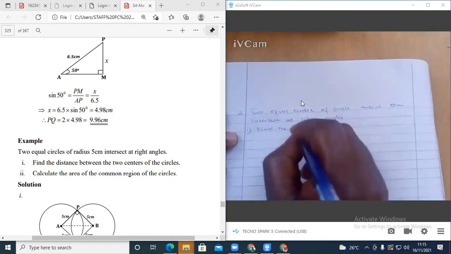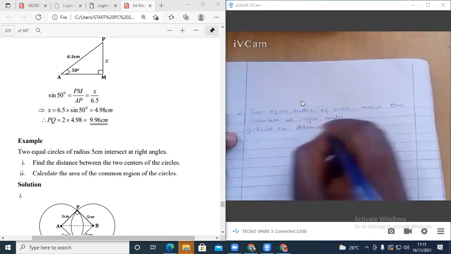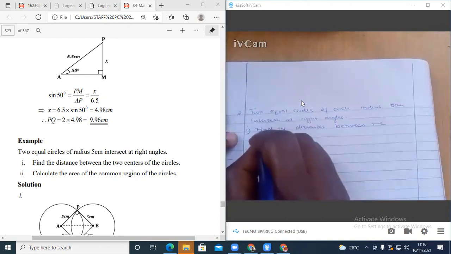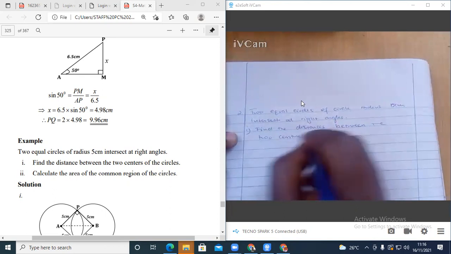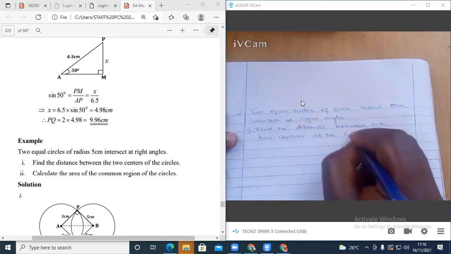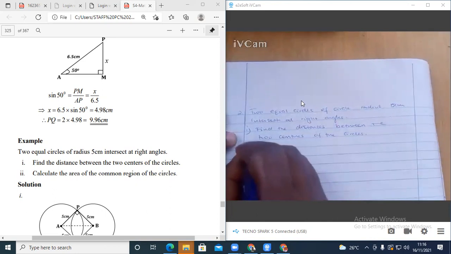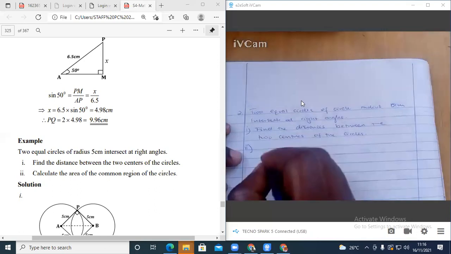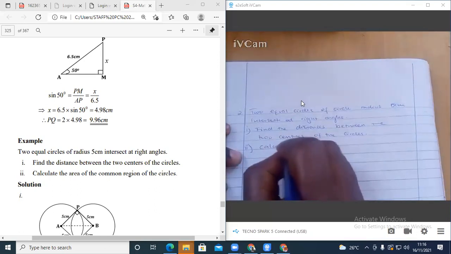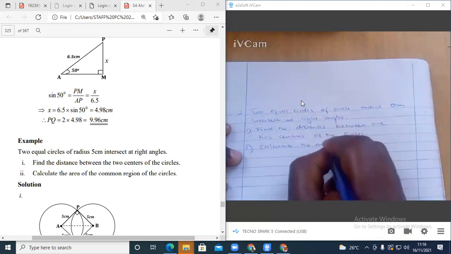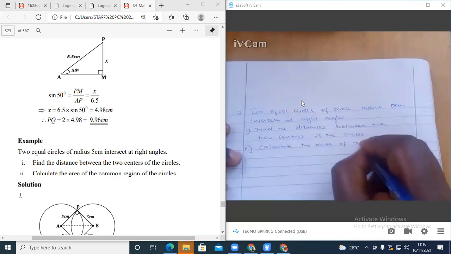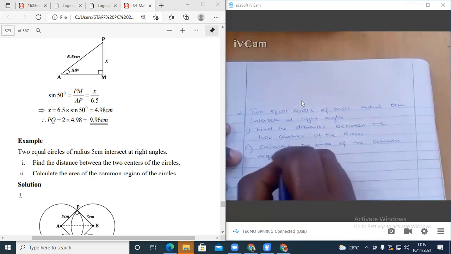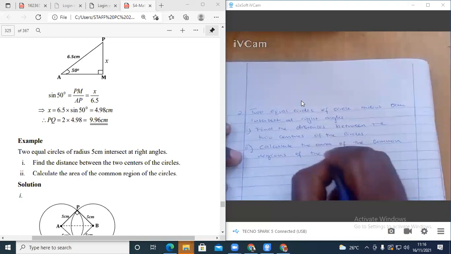Find the distance between the two circles. Roman number 2. They're saying calculate the area of the common region of the circles. Calculate the area of the common regions of the circles.